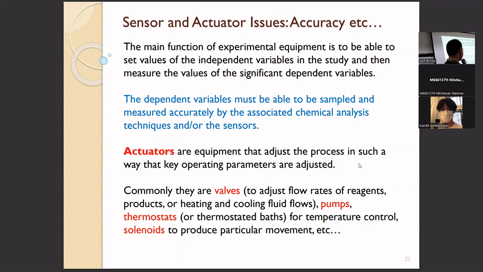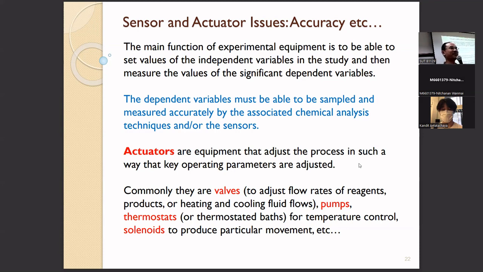That's right. You use this one. And we also use a pump to transfer the fluid, to control the fluid. Like you use a compressor or blower to transfer gas, for example. And we use a thermostat for temperature control.